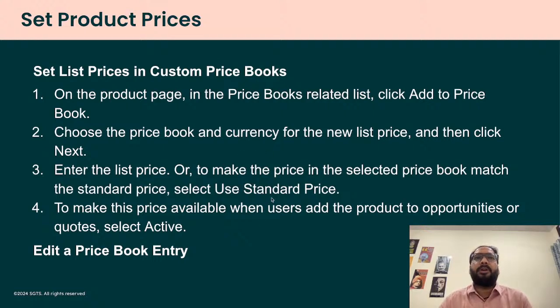Okay, so these things we already set. So you need to create the price book. You need to create the product. So product and price book you can create separately. Then in the price book you need to make an entry for that product, and then only will you be able to add that product on the opportunity with that particular list price.